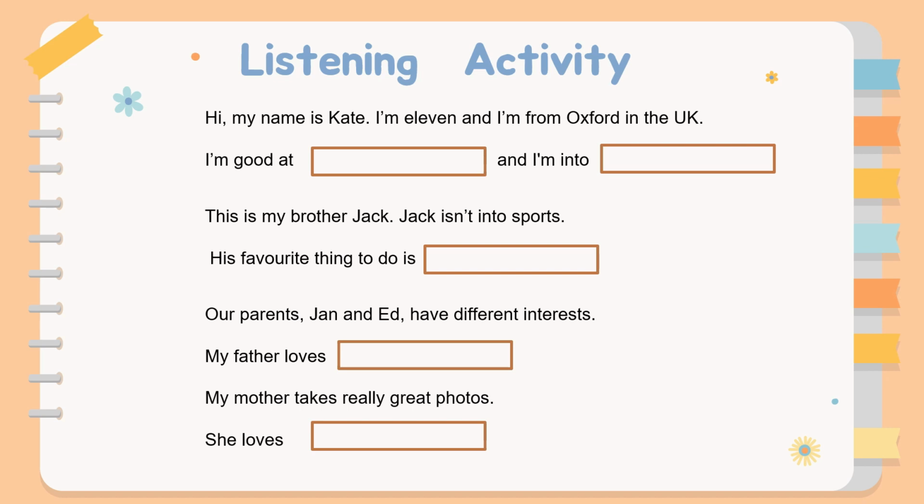Let's start. Hi, my name is Kate. I'm 11 and I'm from Oxford in the UK. I'm good at sports and I'm into video games. This is my brother Jack. Jack isn't into sports. His favorite thing to do is chatting online. Our parents, Jan and Ed, have different interests. My father loves reading. My mother takes really great photos. She loves photography. Okay kids, you may rewind the video so that you can jot down your answers for our discussion later.